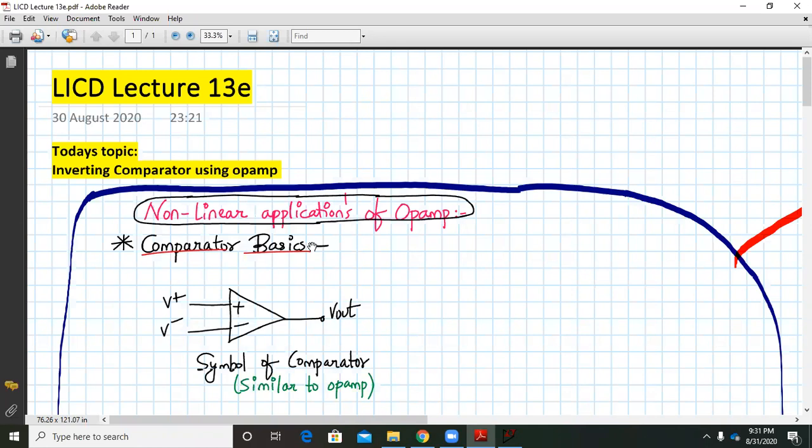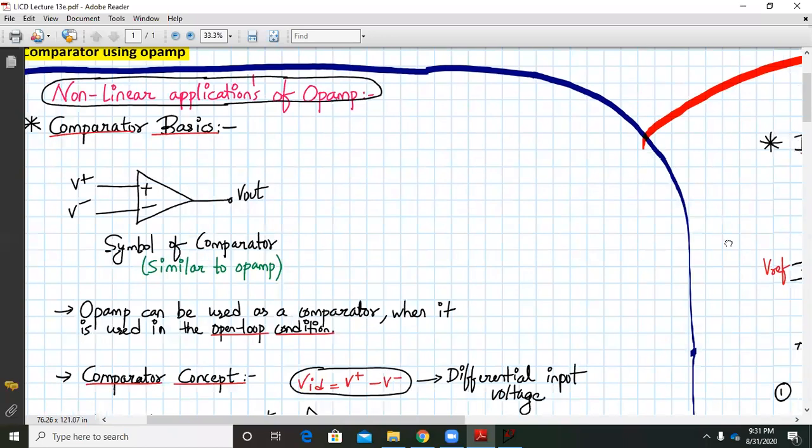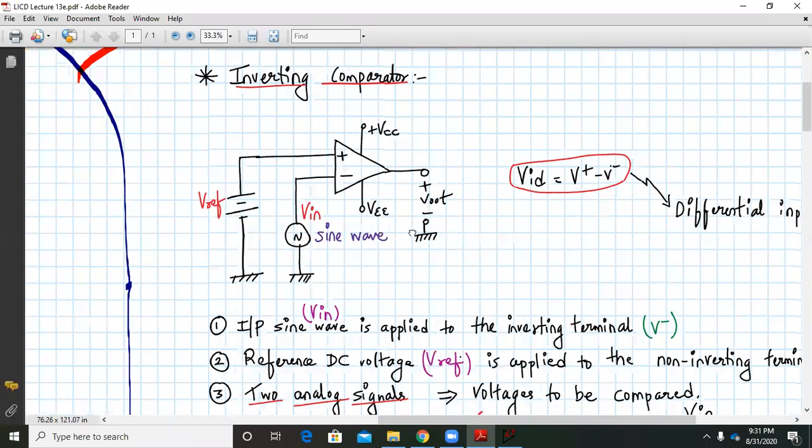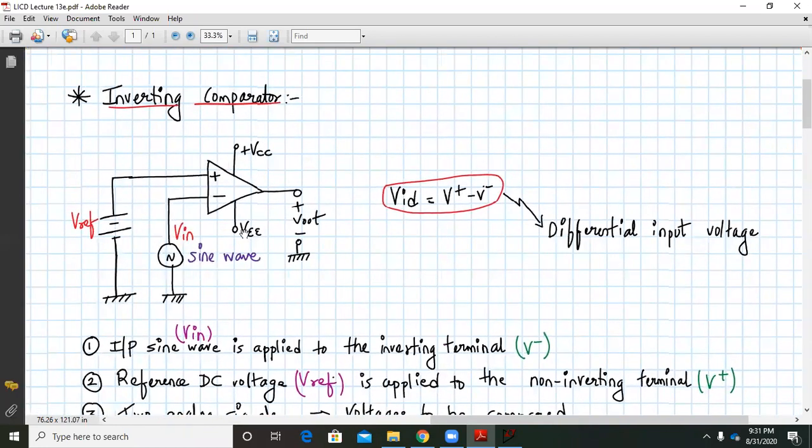Today's topic will be the inverting comparator using op-amp. Last time we already saw the basics of the comparator. Today we will directly dig into the inverting comparator. This is my inverting comparator circuit. I have applied a sine wave to the inverting terminal and a reference DC voltage to the non-inverting terminal. Hence it is called an inverting comparator.